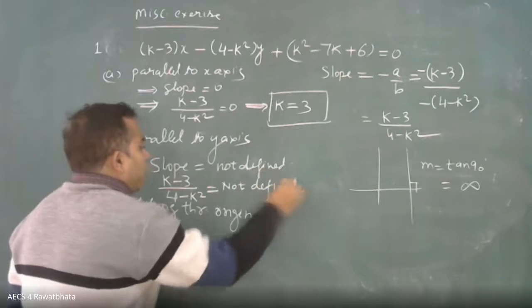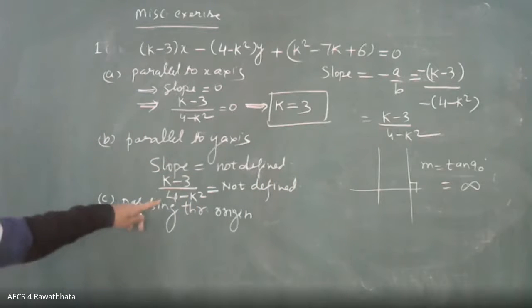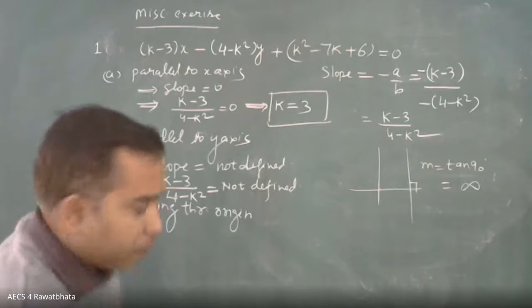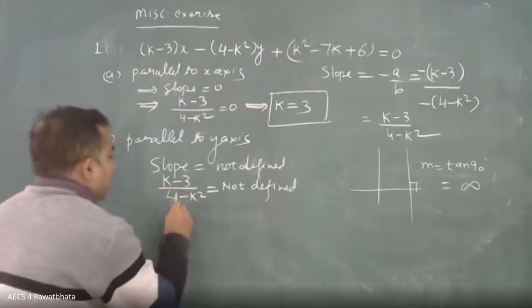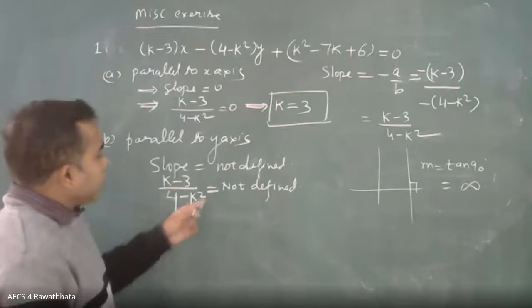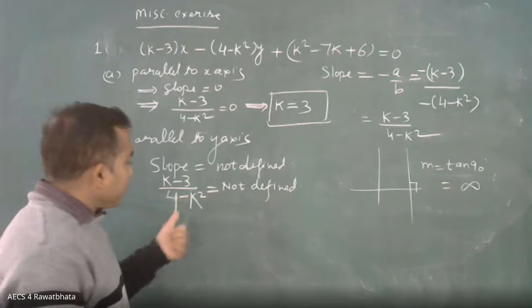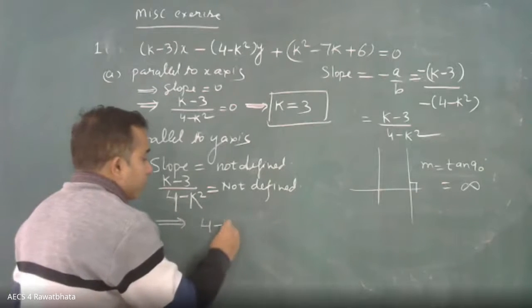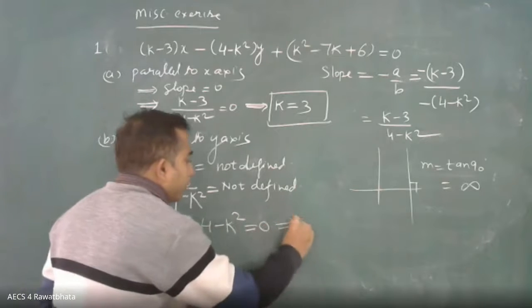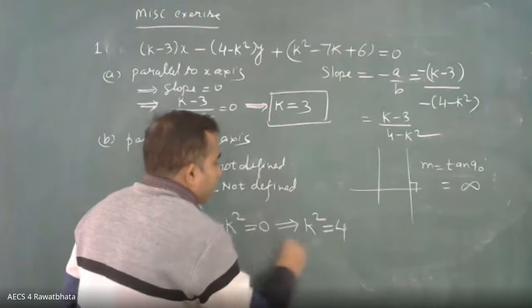Then tell me for what value of k this term will not be defined. Plus minus 2. Yes, if the denominator is 0, are you watching, students? I hope this is clear to you. If the denominator is 0, then this will not be defined. So write the denominator equal to 0 and solve it. So k square equal to 4, which means k equals plus minus 2.